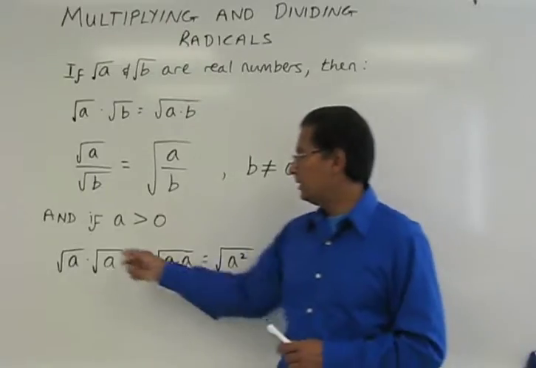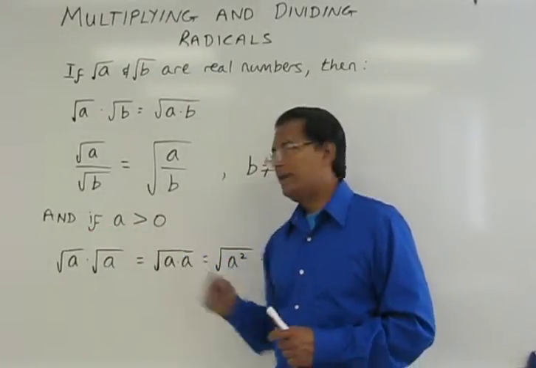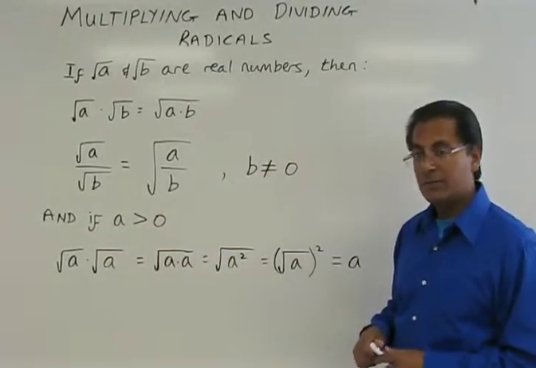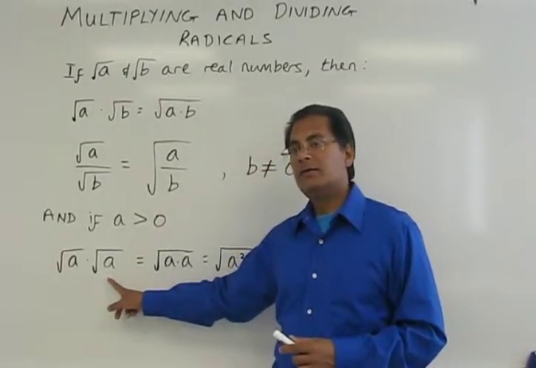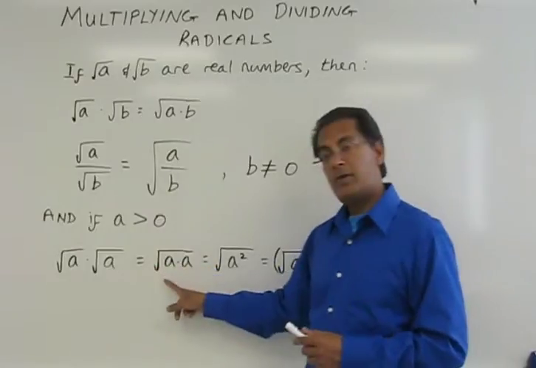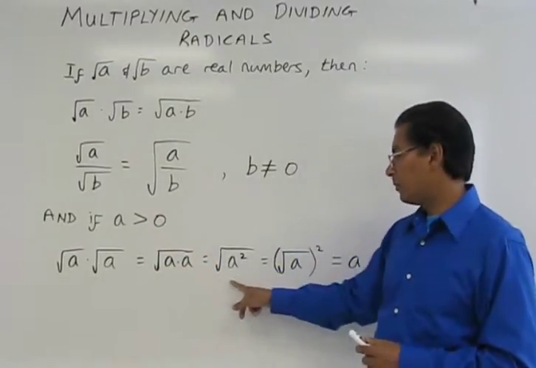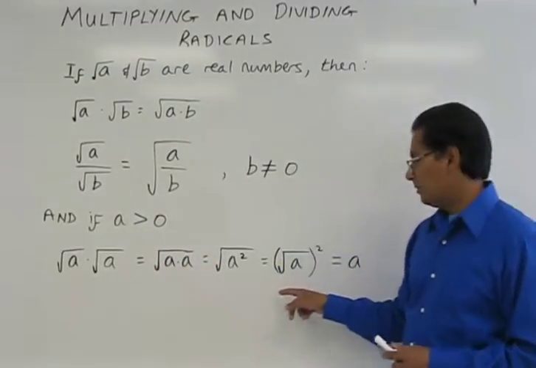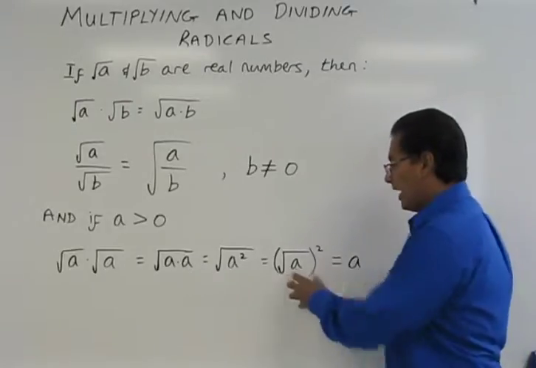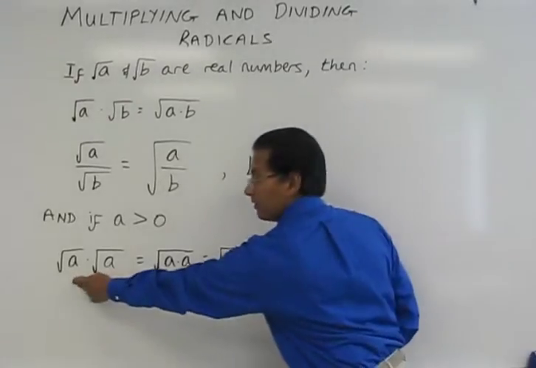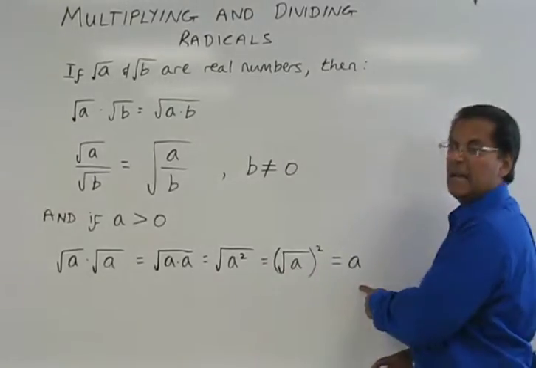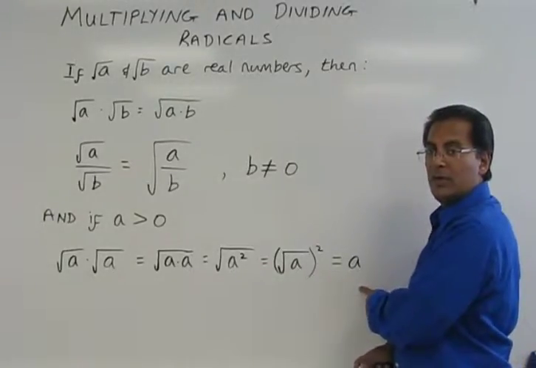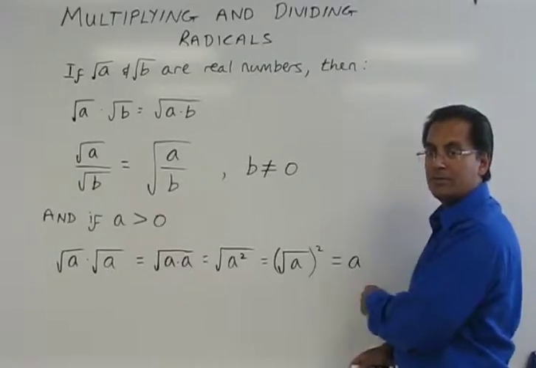And another property, if a is bigger than 0, if a is positive, in other words, the square root of a times the square root of a, just like this property up here, would be the square root of a times a, which is the square root of a squared, because we have square root of a times the square root of a. So these are equivalent, and that's just a. As long as a is positive, we can do this.